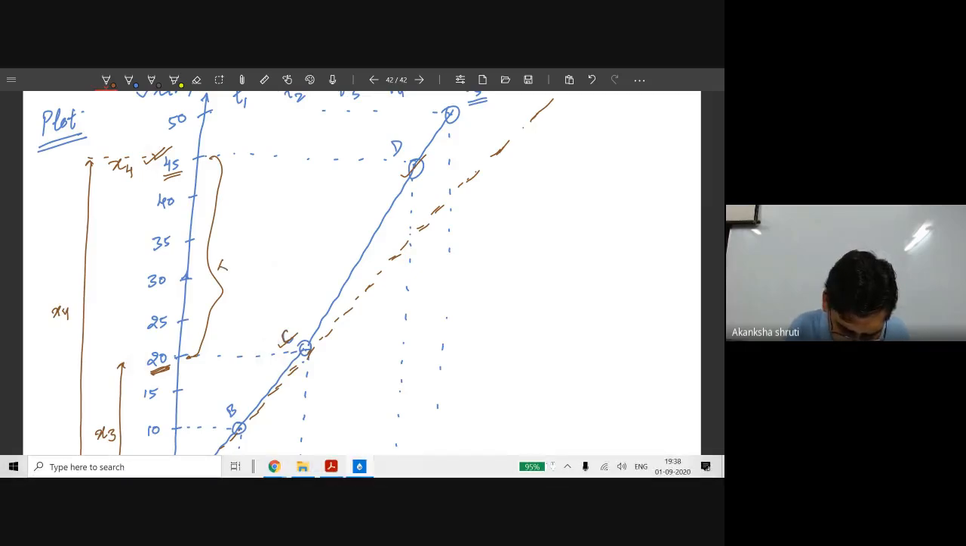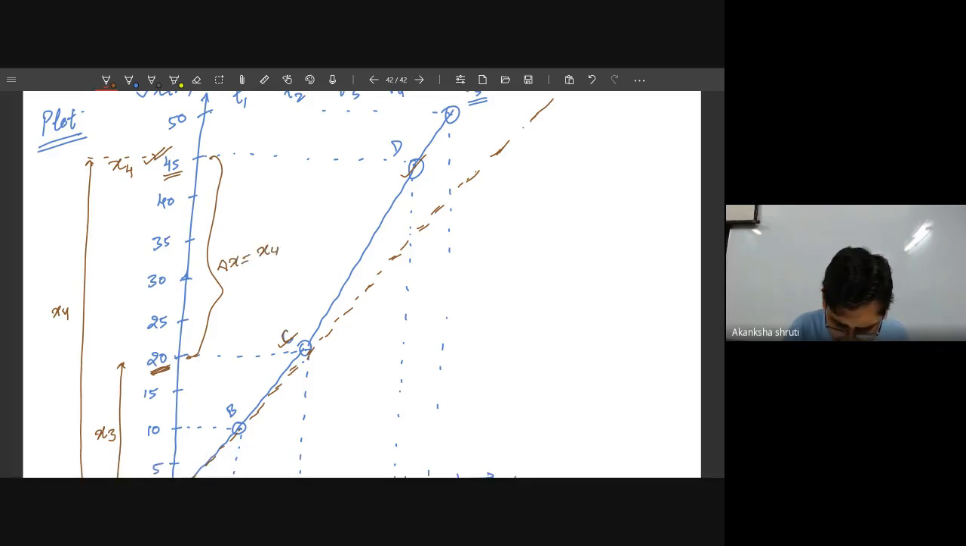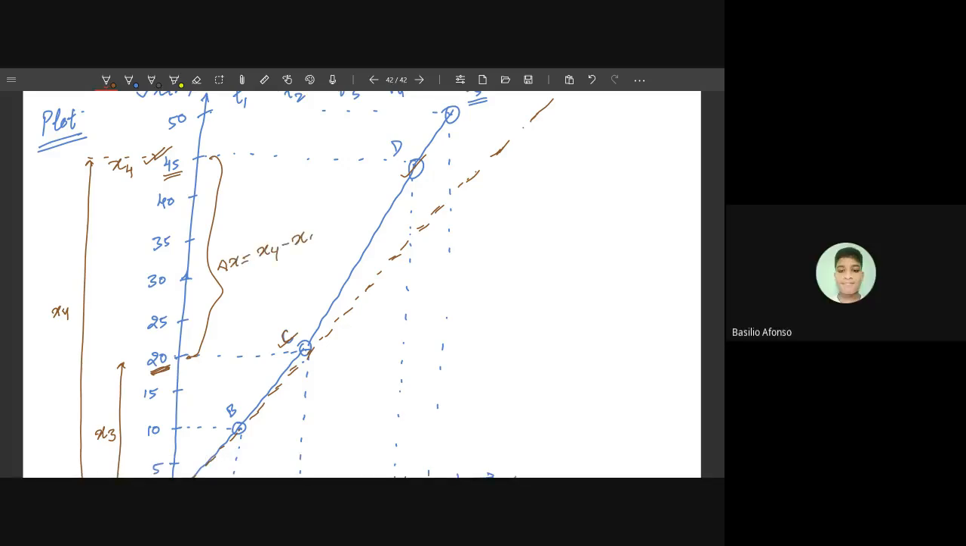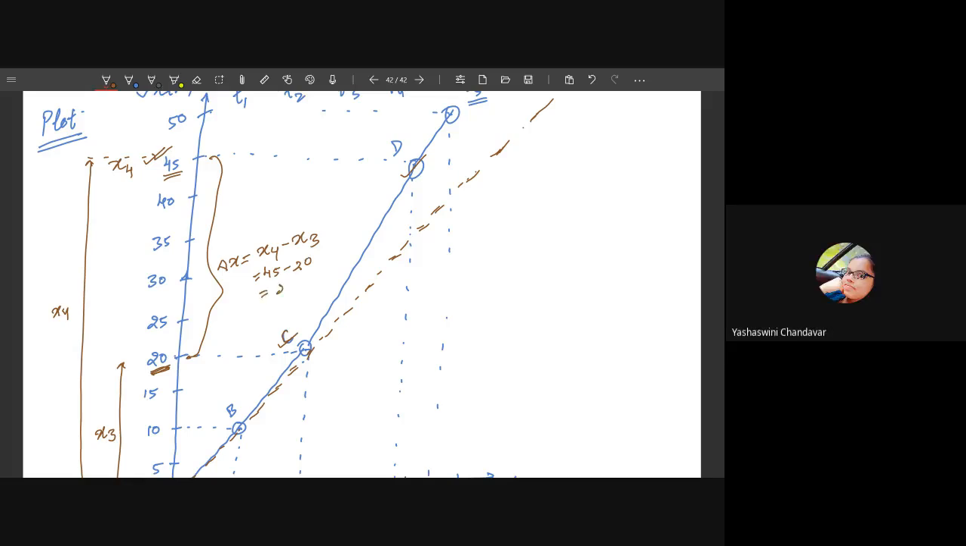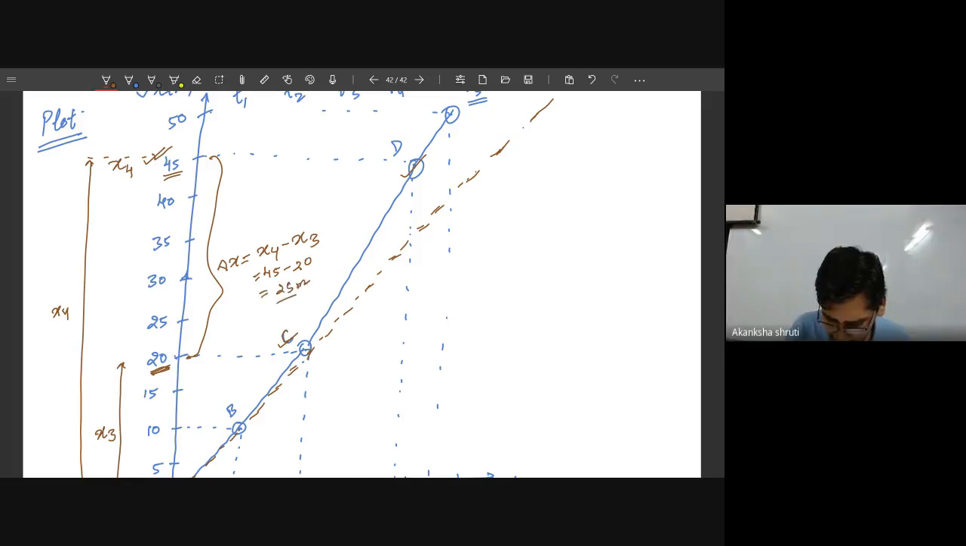So what is this delta x? Means change in position. It is denoted by x4 minus x3. 25 meter. How have you calculated? By subtracting that 45 minus 20, which is our 25 meter. Okay, student. Now, since you know that, what is our velocity?